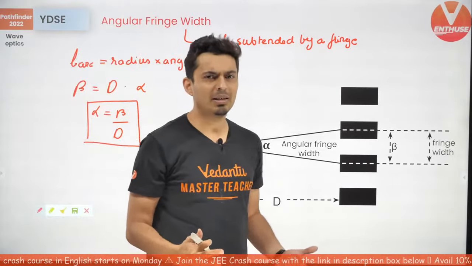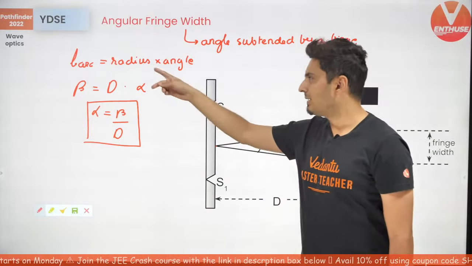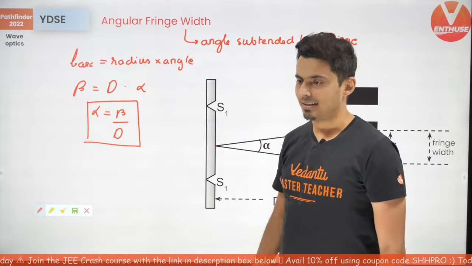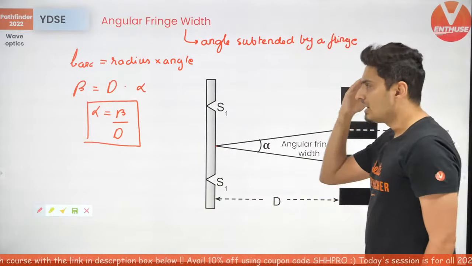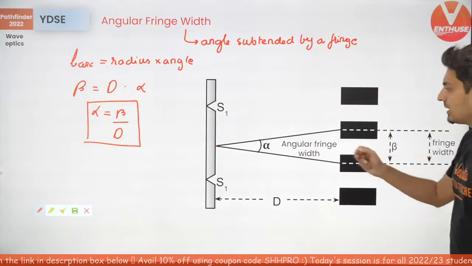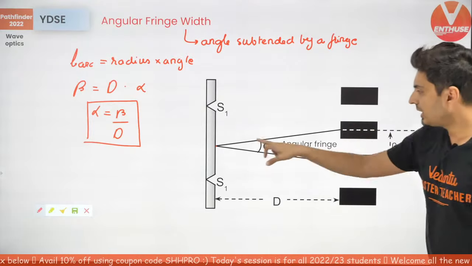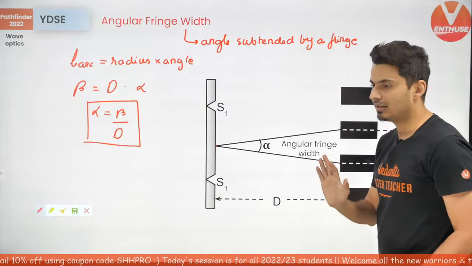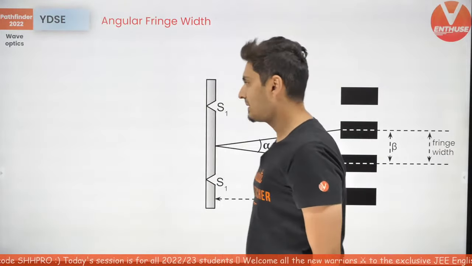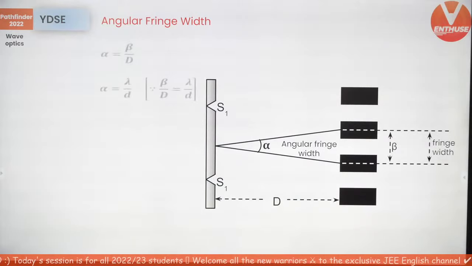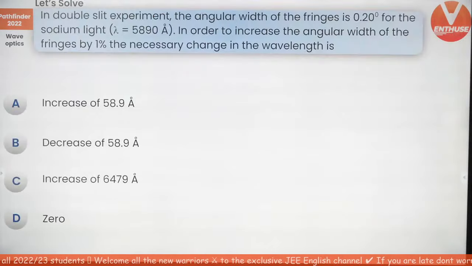You don't have to remember it separately, but if you remember it, it's very easy, else you will waste 1 or 2 minutes just deriving that. So alpha, which is the angular fringe width, is beta divided by D. Better thing to remember is beta is angle into radius. R theta is the length of the arc, radius is the distance between the slits and the screen. Isn't that easier? I hope that makes sense. Perfecto. Let's talk about a problem based on this particular concept.